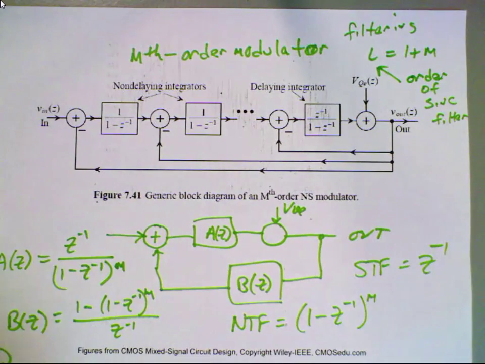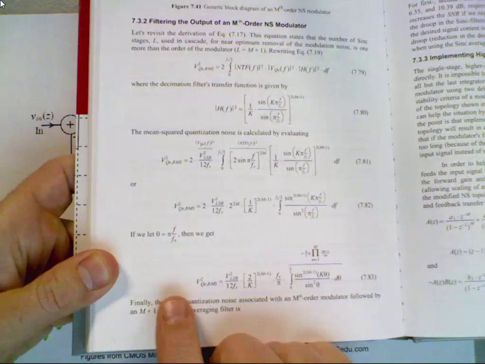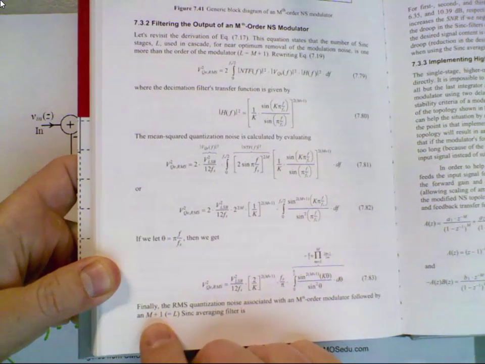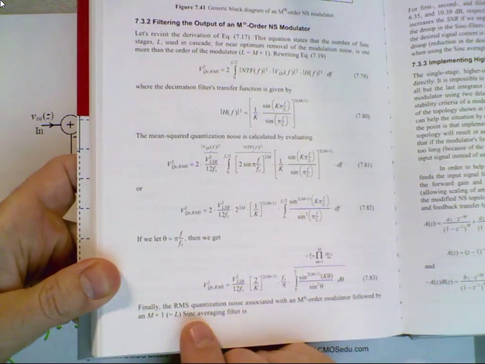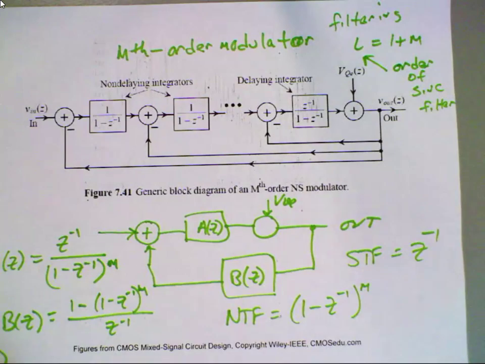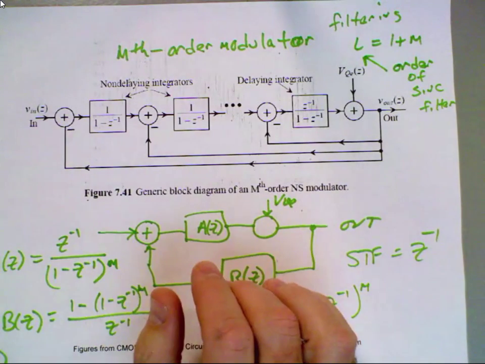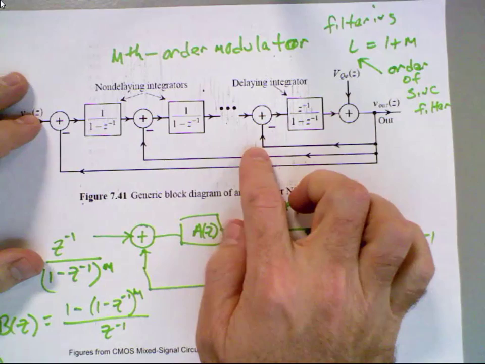Any questions? And just to prove it, that we discussed that, if you want to see the math, you can see that M plus 1 equals L, the sinc averaging filter. Any questions there before I talk about how you would actually implement this, because this won't work, right?